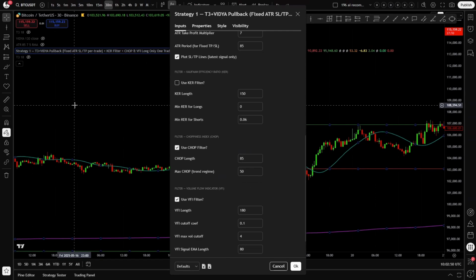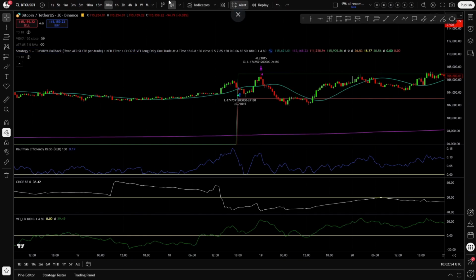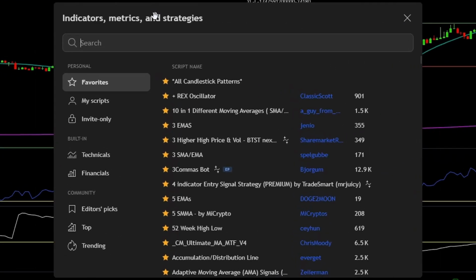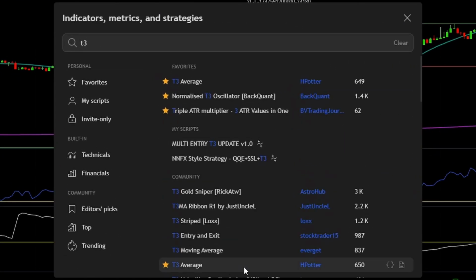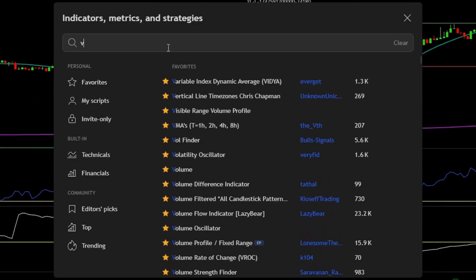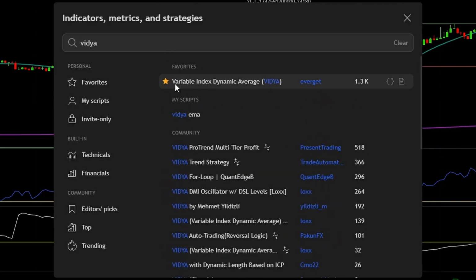But now let's see the strategy. So first let's add our indicators. Open up the indicators tab and type in T3. Add this one, the T3 average by HPotter. Then type in Vidya and add the variable index dynamic average, this one.